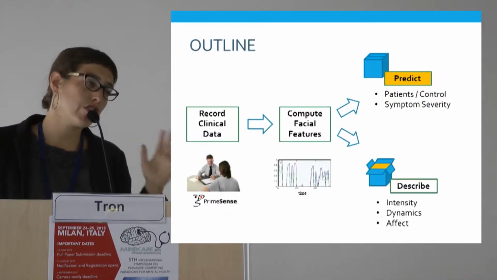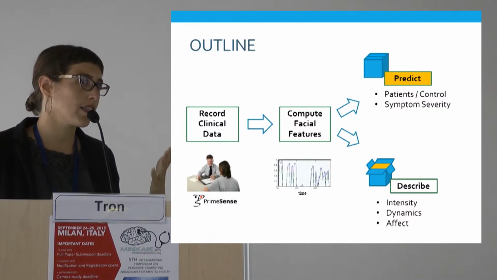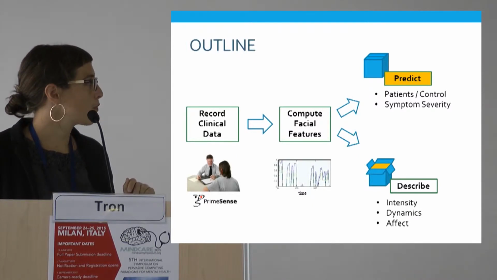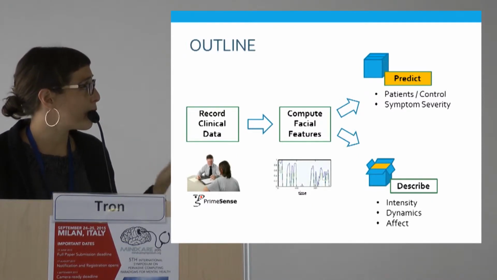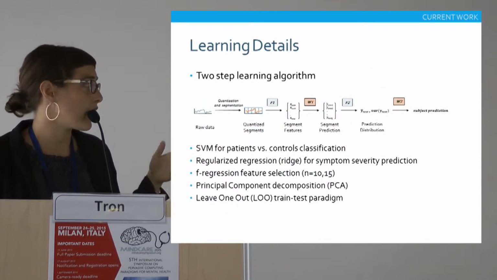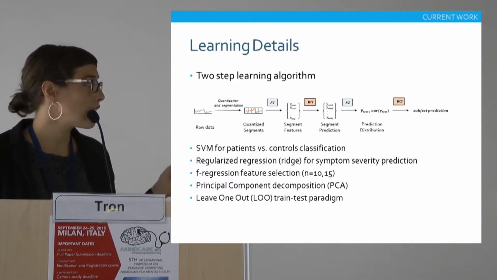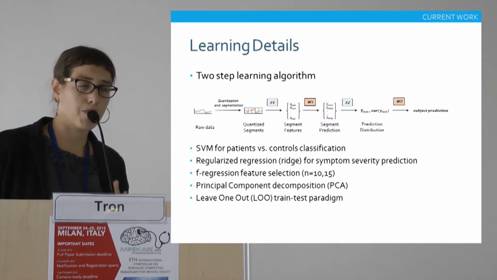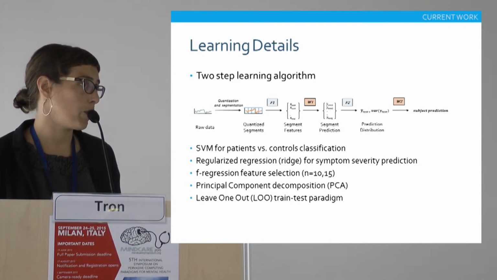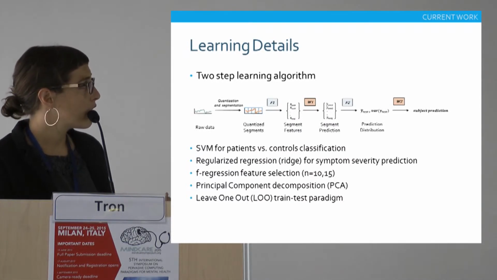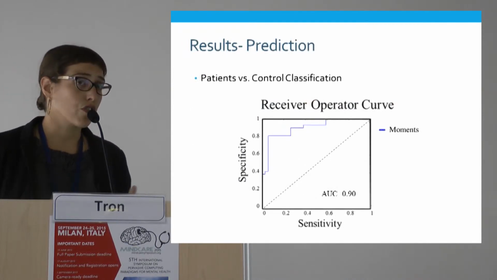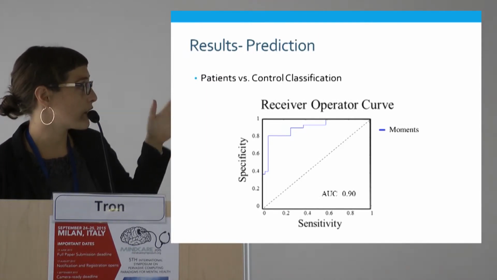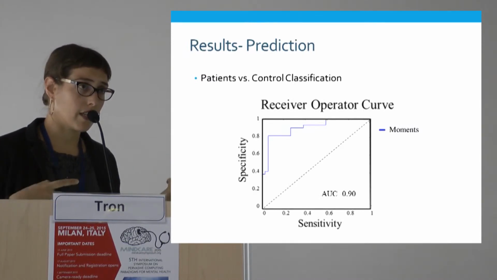And now we use this set of features first to create a kind of diagnostic tool to predict both patient versus control classification and symptom severity. Learning was done using a two-step learning algorithm based on SVM for classification and ridge regression for symptom severity assessment. Again, we did a leave-one-out train-test paradigm, which means that we took all subjects but one to train the algorithm, and the subject left out was used to test and evaluate performance. And these are our results. For patient versus control classification, we got a 90% correct classification rate. This is a combined measure of sensitivity and specificity, true positive rate and false positive rate.